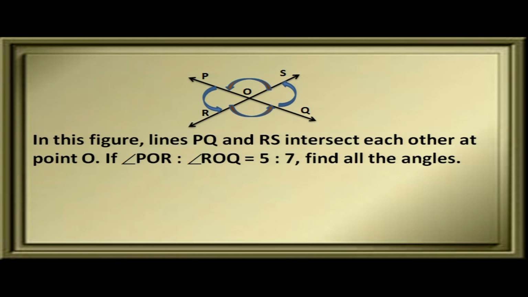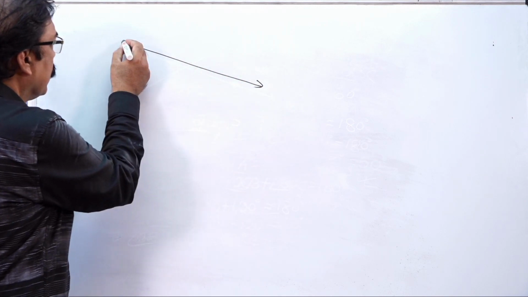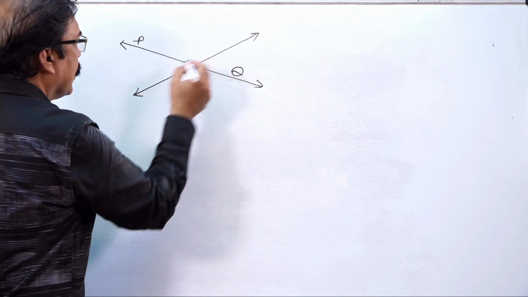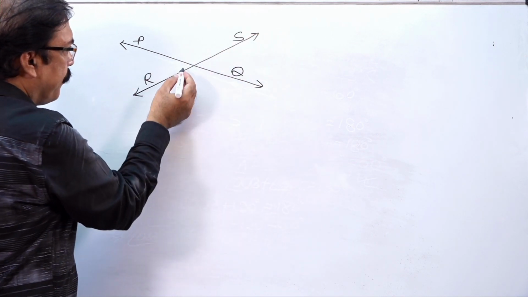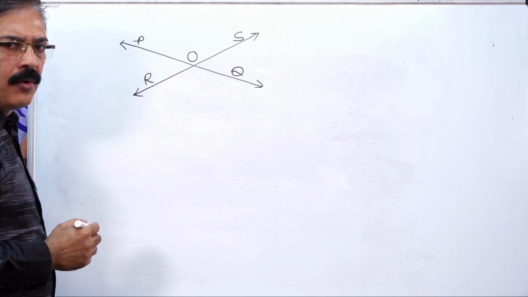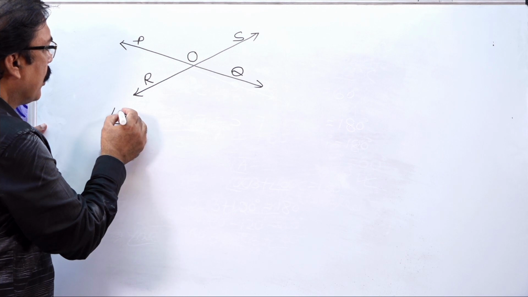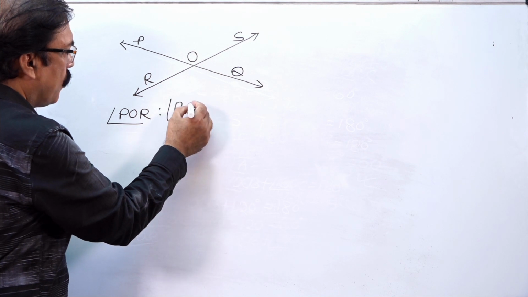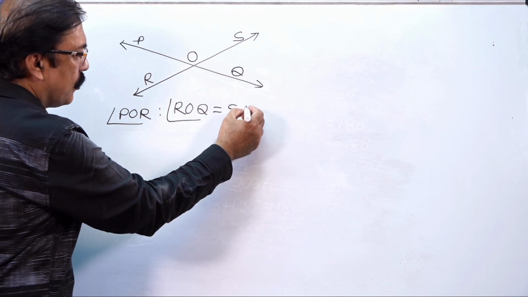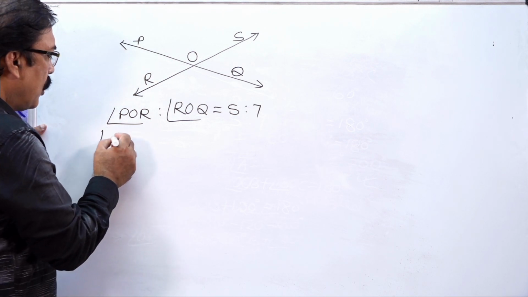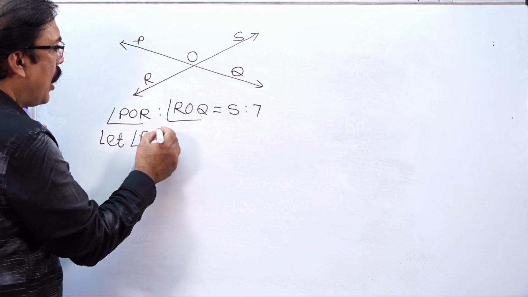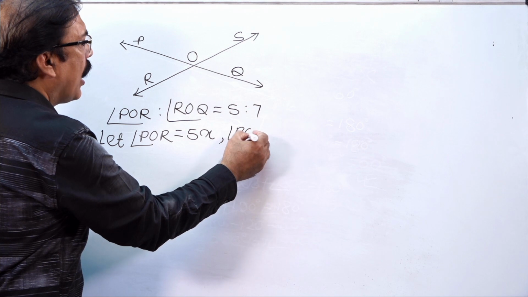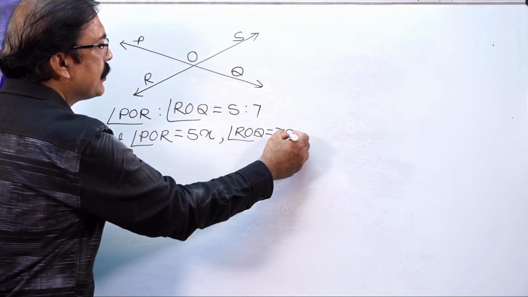Let's draw two lines PQ and RS. Let them intersect at point O. Given that POR is to ROQ is equal to 5:7. So, let angle POR be equal to 5x and angle ROQ be 7x.